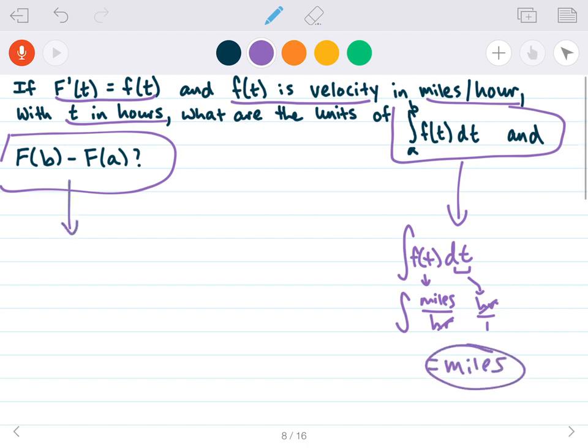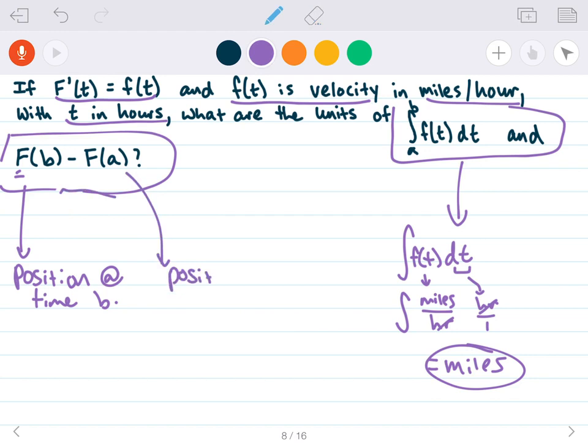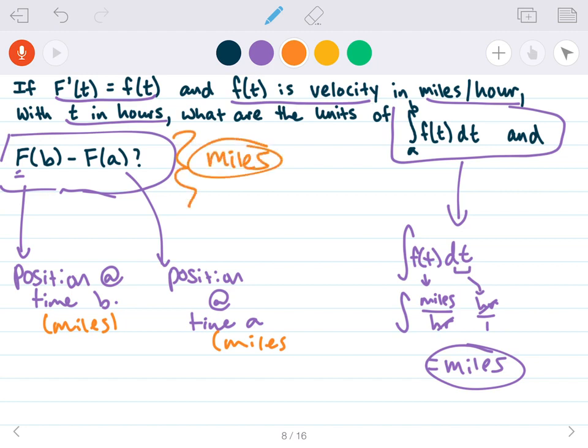Another way we can look at it is here. So here, this capital F represents a position function, right? And this in particular is the position at time B minus the position at time A. And we were told that position is in miles, and so we have some amount of miles minus another amount of miles. So this tells us that the units here should also be in miles, which makes sense because the fundamental theorem of calculus tells us that this is how it should be.